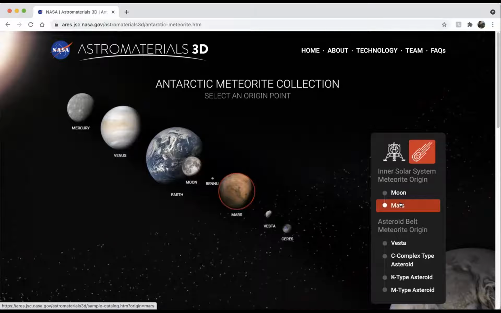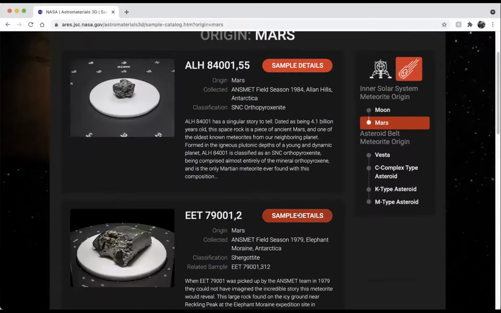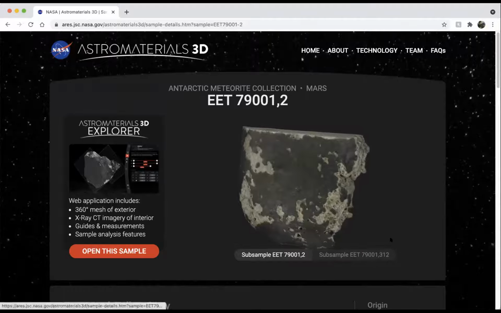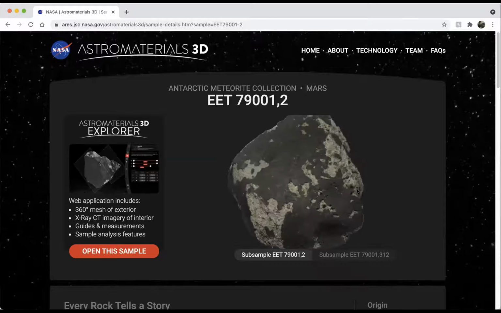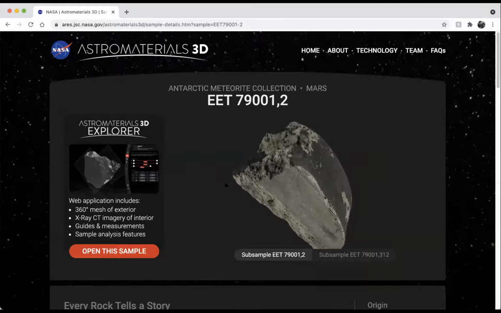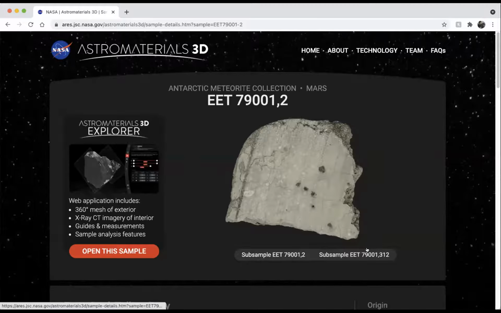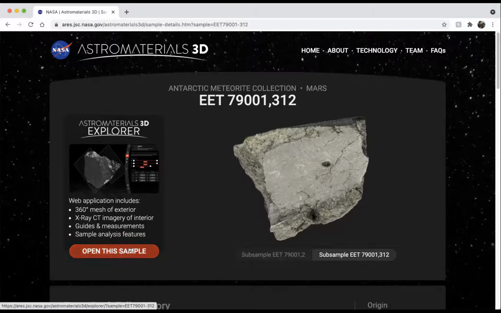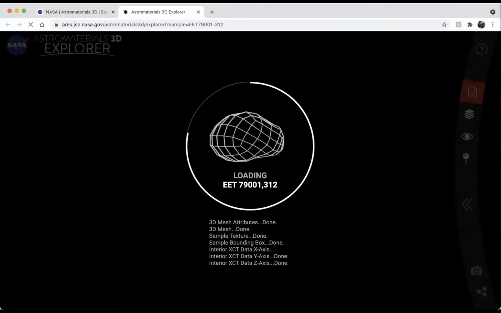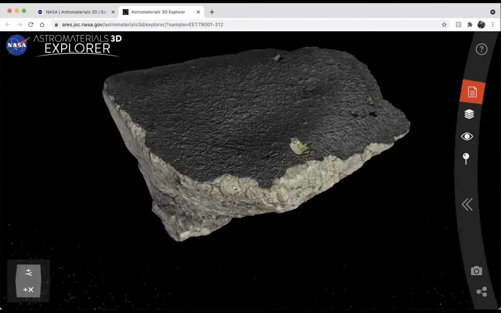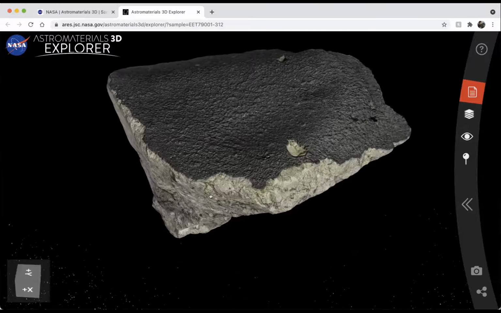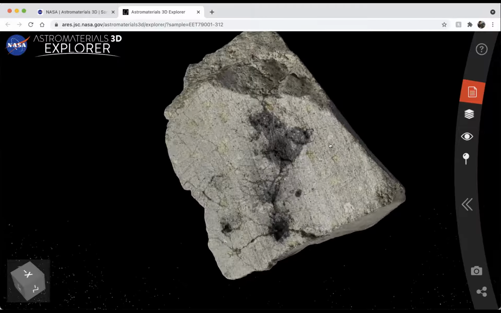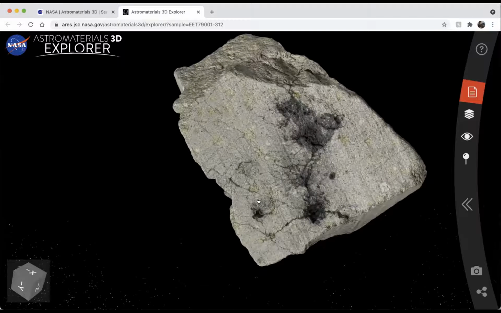So let's head over to Mars, and I want to show you the sample that Kellye was just sharing with you, which is called EET 79001. We have two pieces of this rock, the large sample that Kellye shared with you, and we also have a smaller piece of this rock that I'm going to open in our Explorer application, which is a custom Explorer software that allows you to view this rock in 3D.